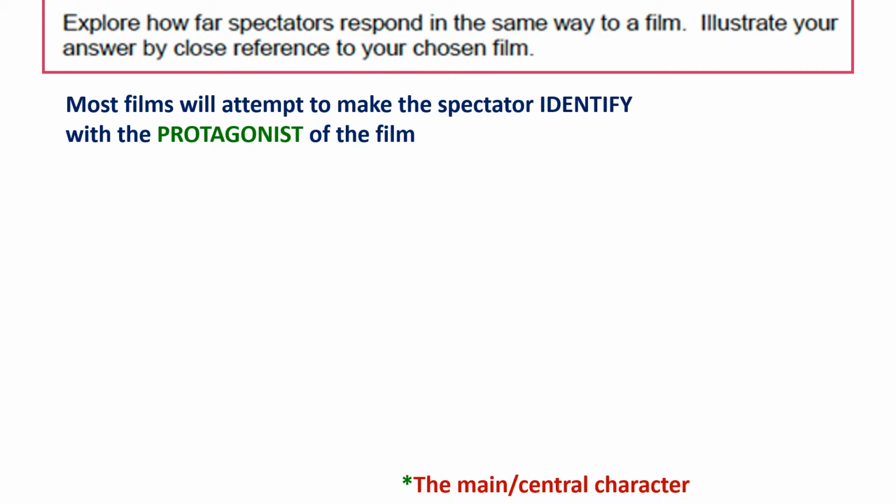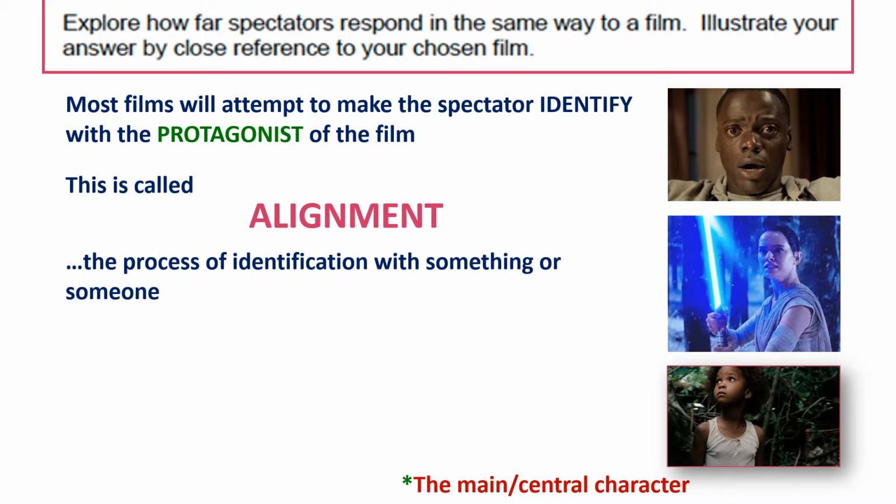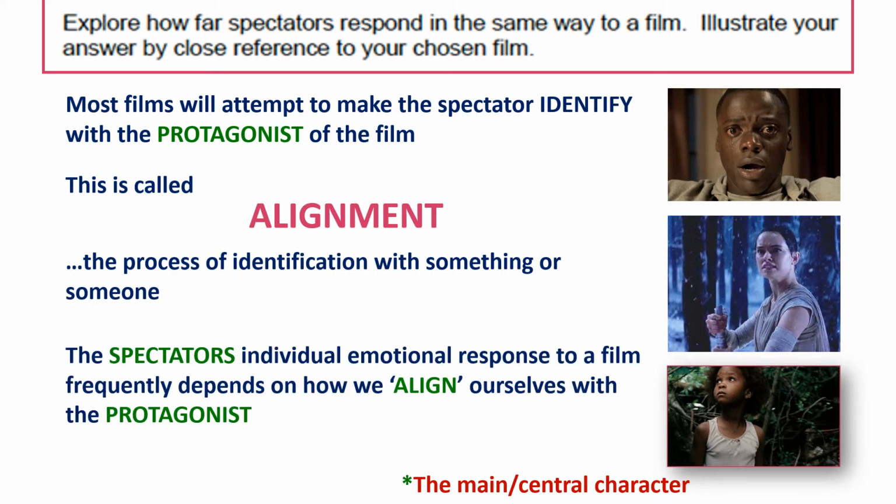Okay, now most films will attempt to identify the spectator with the protagonist of a film. Sometimes indie films don't have protagonists, which makes this difficult, so you might have an ensemble cast and it's more about aligning with an idea rather than a person. But generally, a film has a protagonist, and when we align with that character, or when we identify with that character, it's called alignment. And that's the process of identification with something or someone. And the spectator's individual emotional response to a film frequently depends on how we align ourselves with the protagonist.